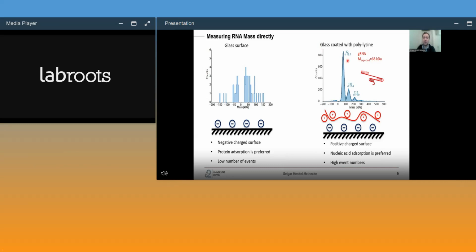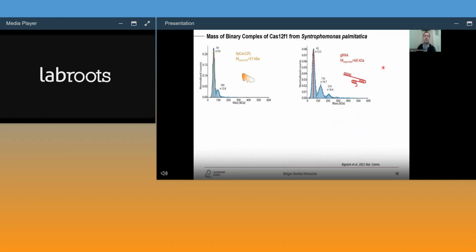And we see here that we have a mass of 62 kilodalton and an expected mass of 68 kilodalton. So here again, we see that nucleic acids appear with a lower mass than expected. But also RNA and DNA differ a bit from each other. With this knowledge, we then went again to assemble the puzzle.